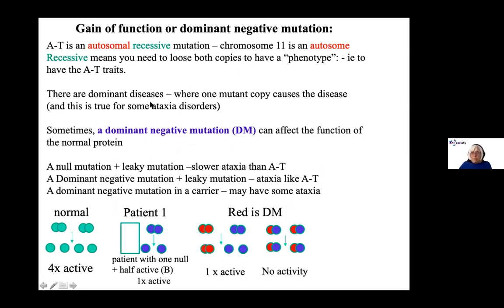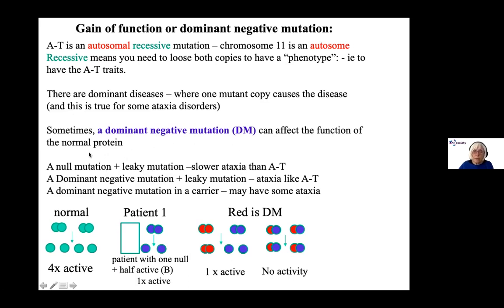And there are sometimes dominant diseases where you only have to mutate one copy. And there are some ataxias that are like that as well. You may have another copy, but if you have one bad copy, that's enough to give you the disorder. Now, there can be mutations called dominant negative mutations, and they basically affect the function of the normal protein.